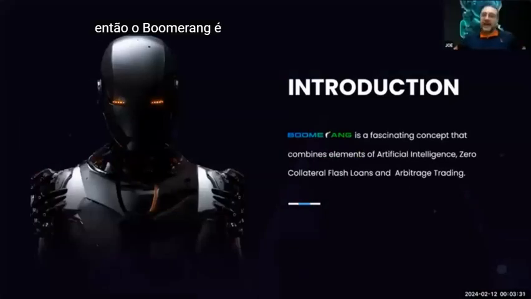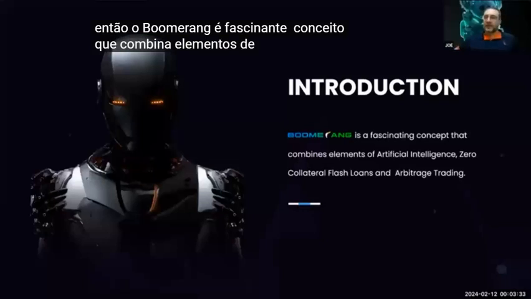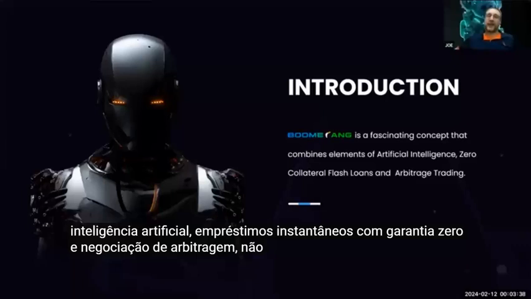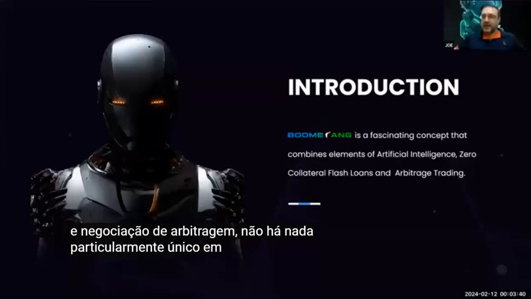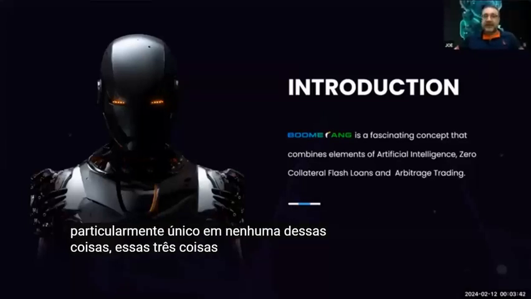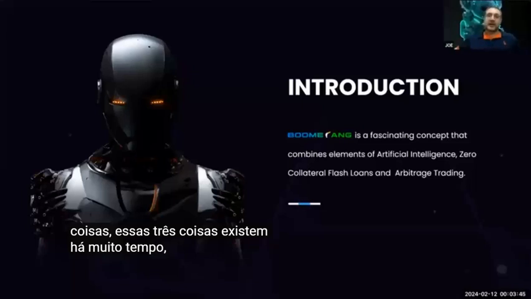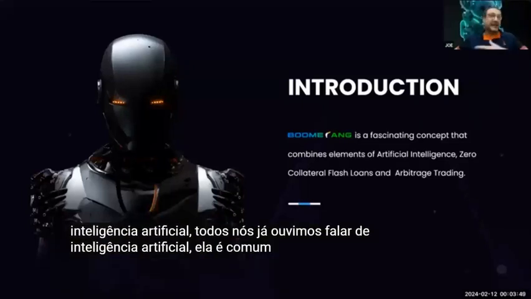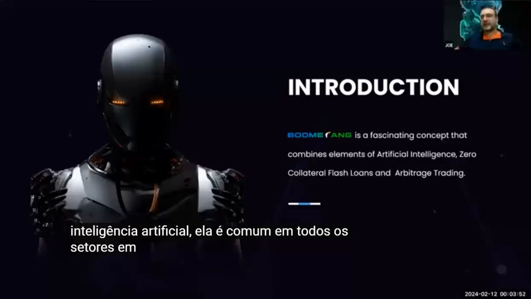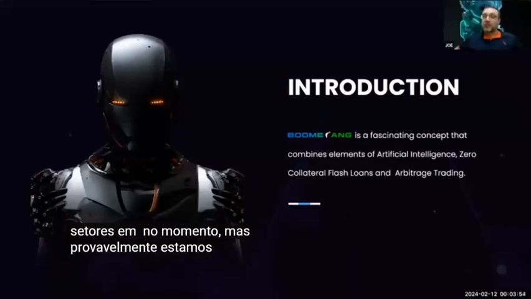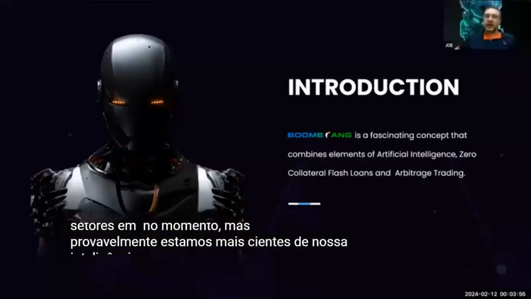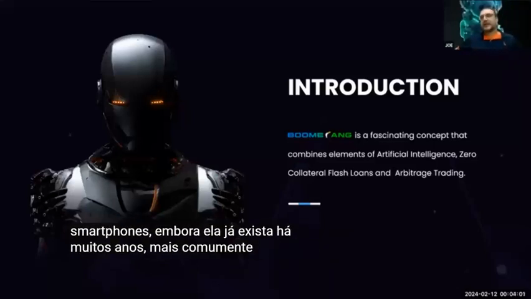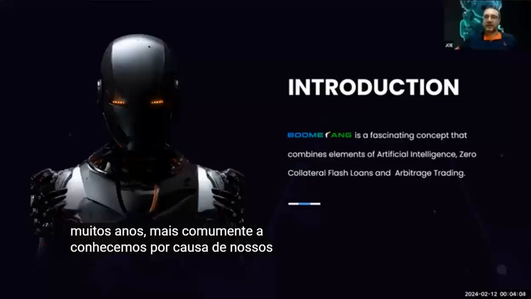Boomerang is a fascinating concept that combines elements of artificial intelligence, zero collateral flash loans, and arbitrage trading. There's nothing particularly unique about any of these things. These three things have been around for a long time. Artificial intelligence, we've all heard of artificial intelligence. It's rife in all industries at the moment, but we most commonly know it because of our smartphones.